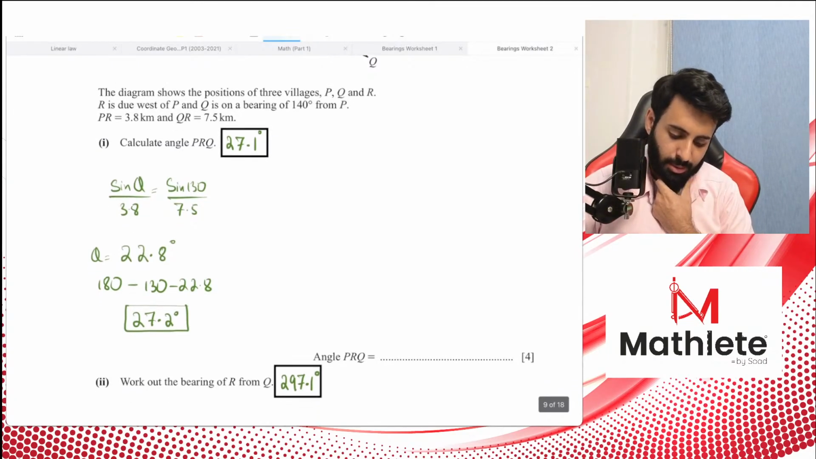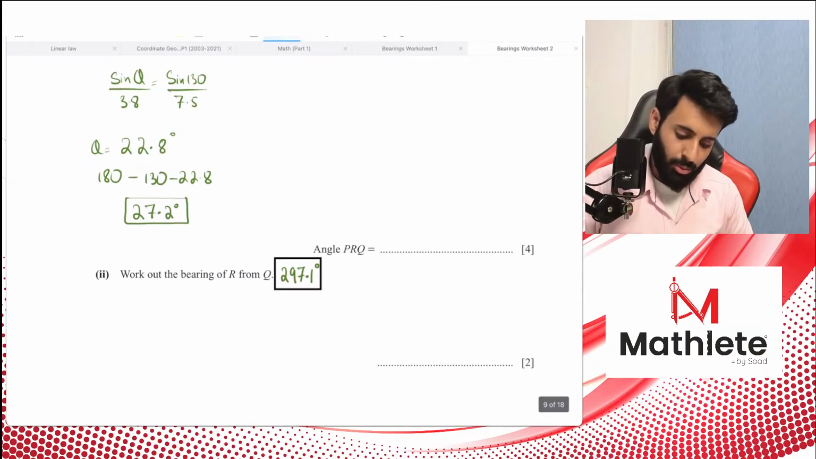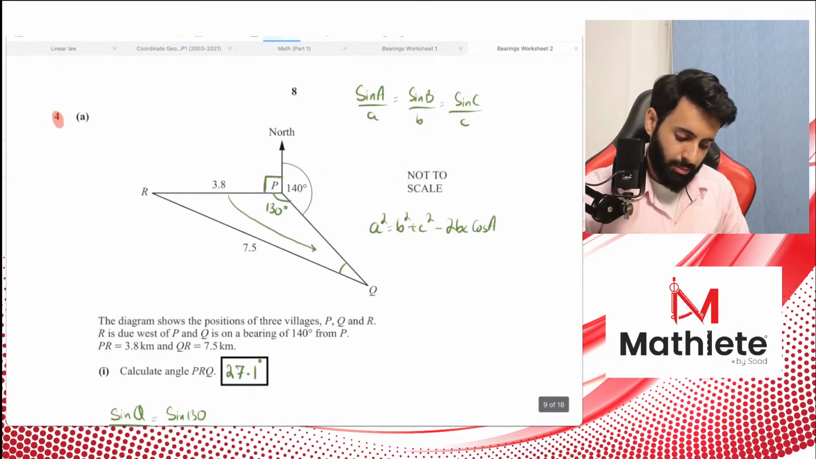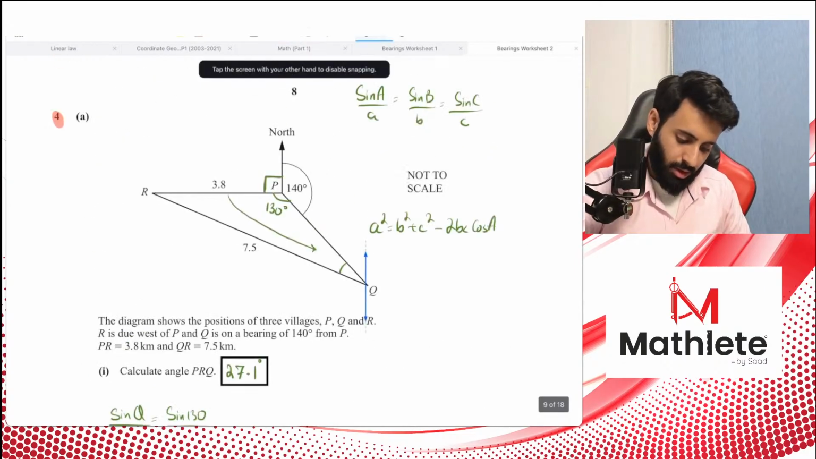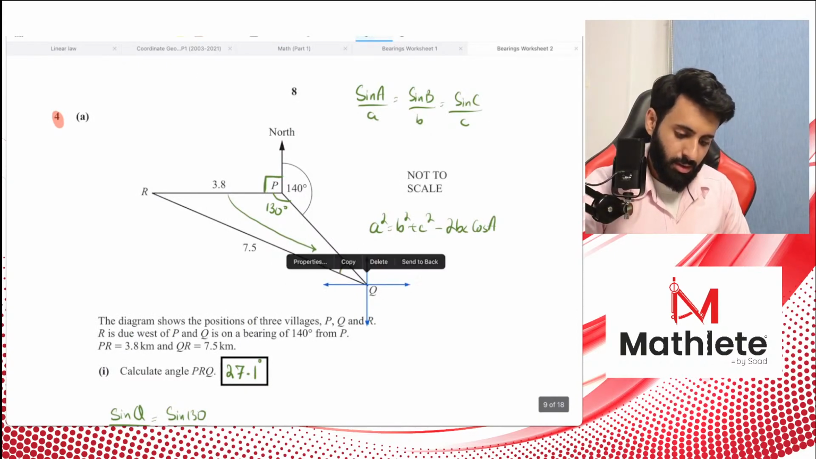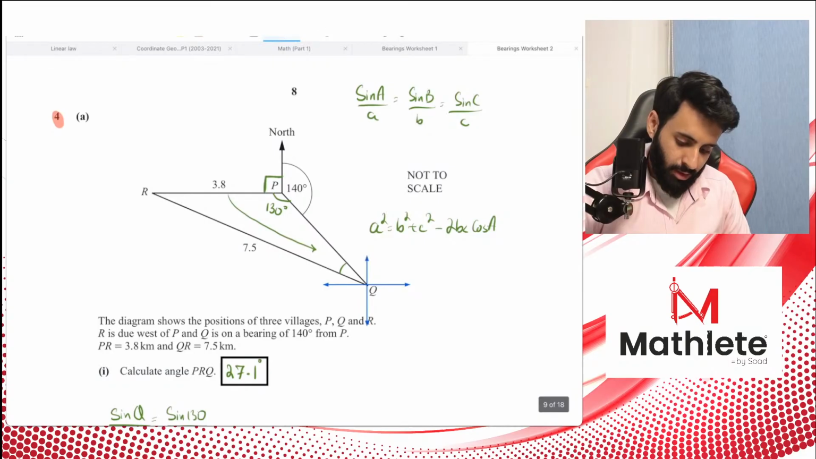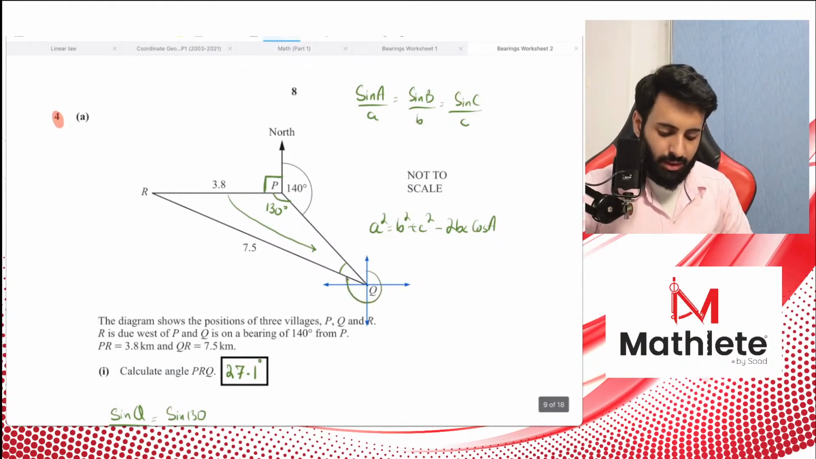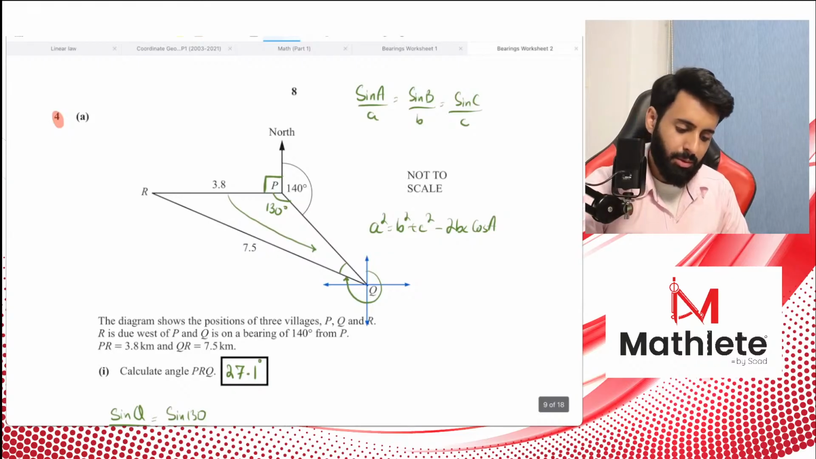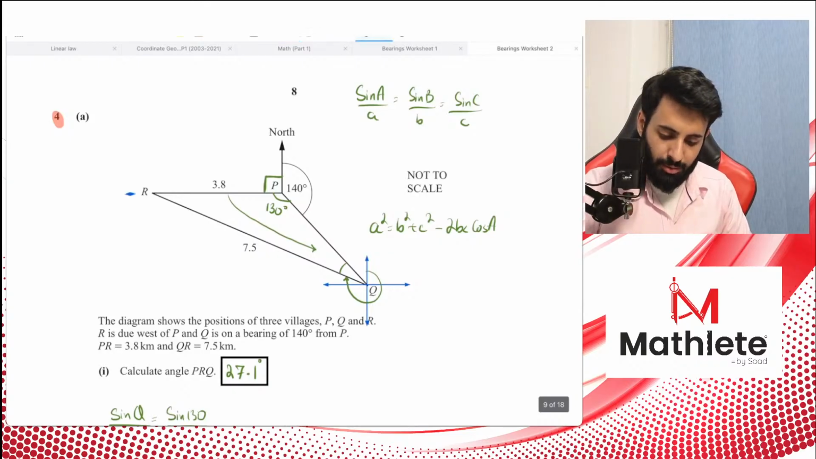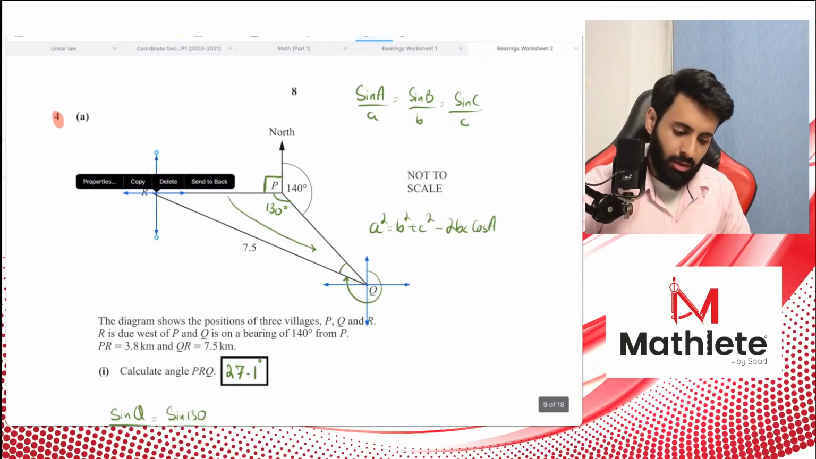All right. Then it says work out the bearing of R from Q. R from Q. That means that this is the angle that you want. Now there's an easier way to do this, and that is, instead of working out the bearing of R from Q, how about we work out the bearing of Q from R? Because we have just enough information to do that.